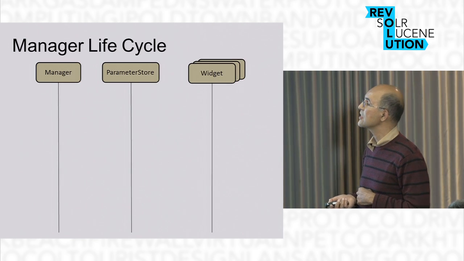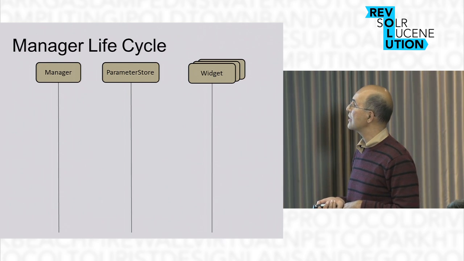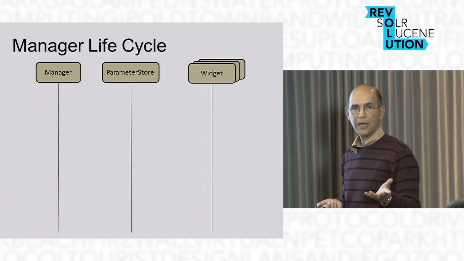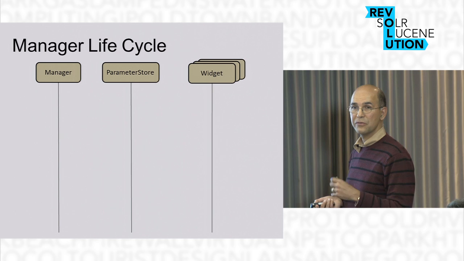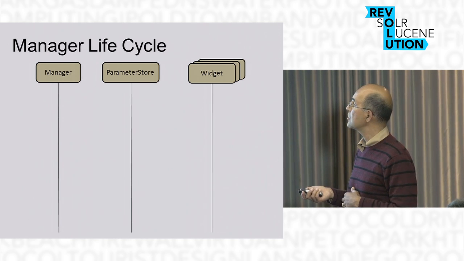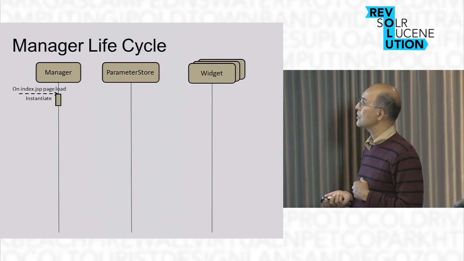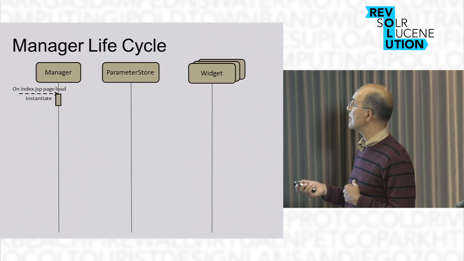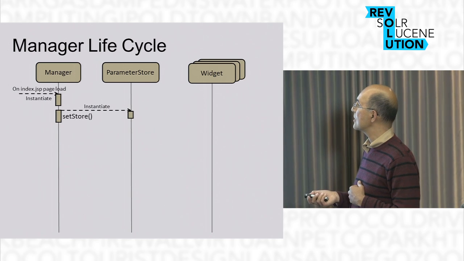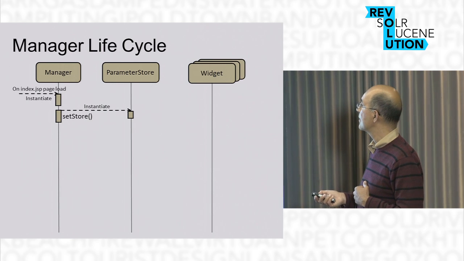Now let's talk about the manager lifecycle. Here, I'm going to show this whole thing using a UML sequence diagram. I'm finding that it is very useful for explaining the flow of the execution. So when it comes to the manager, the first thing that happens, the index page gets loaded on the browser, the manager gets instantiated. After that, the parameter store gets instantiated, and a pointer to that is passed on to the manager.